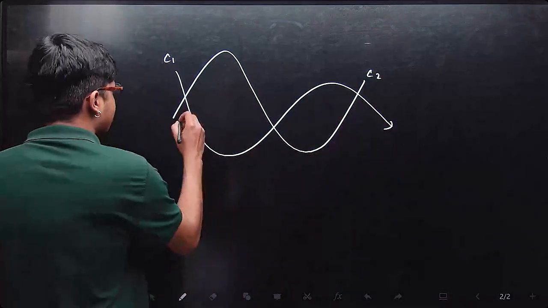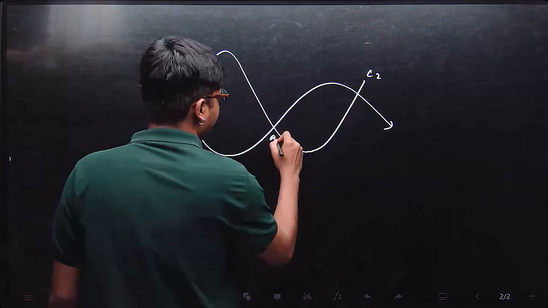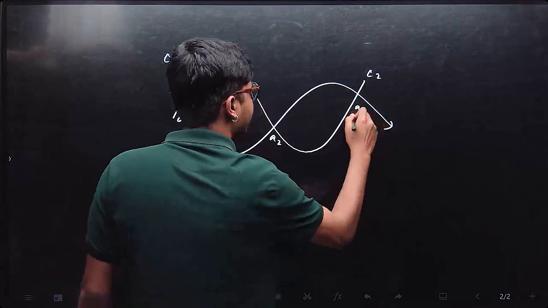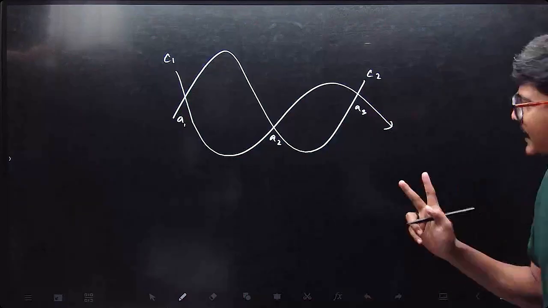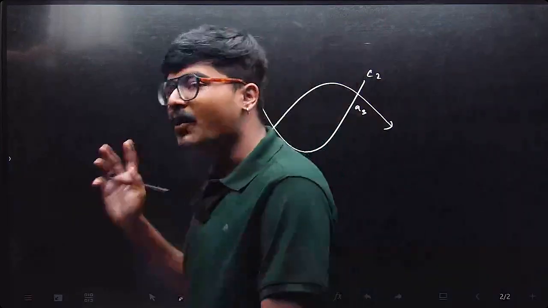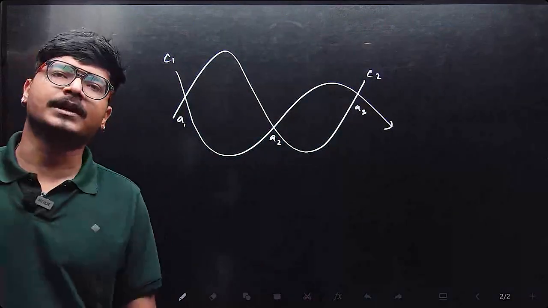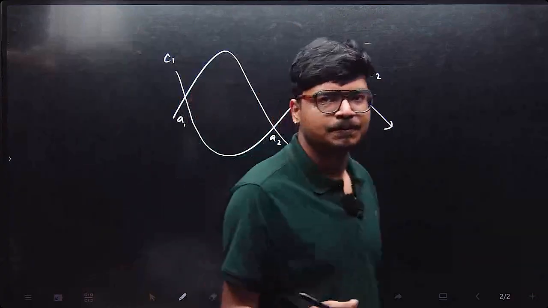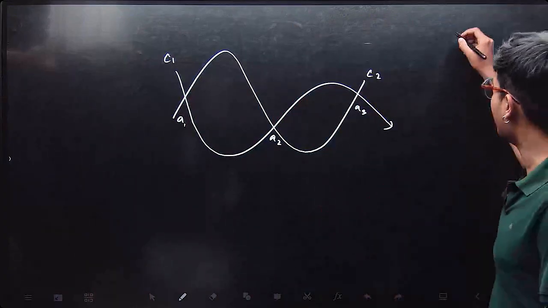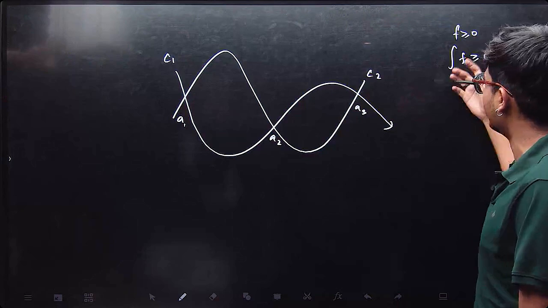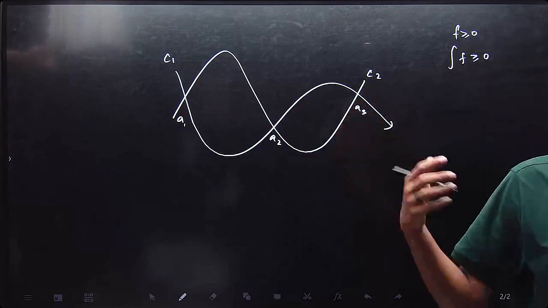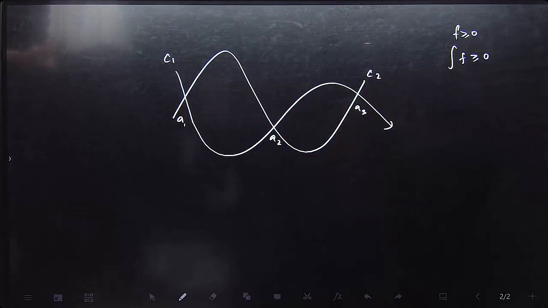So how many points are there? There'll be this point A1, A2, and A3. So that's your step 1, finding the points of intersection. Step 2 is always remember, positive area is always going to be the upper curve minus the lower curve, because we saw this: if you have a function that's greater than or equal to 0, then its integral should also be greater than or equal to 0. It's a property of definite integrals.